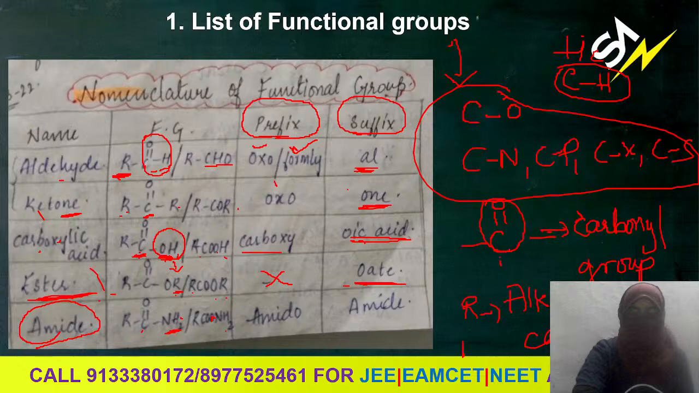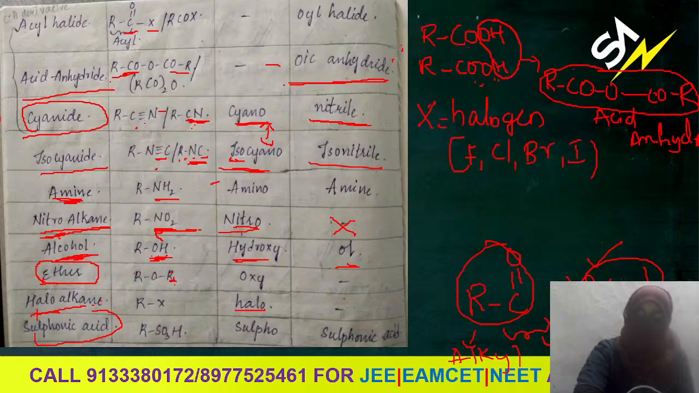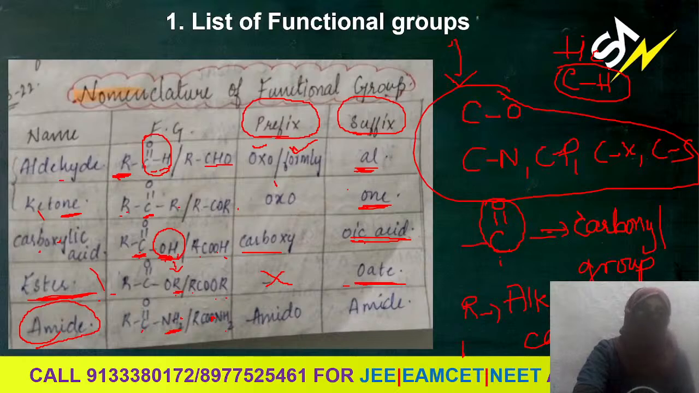So for nomenclature, I already told you that there are 15 functional groups: aldehyde, ketone, carboxylic acid, ester, amide, acyl halide, acid anhydride, cyanide, isocyanide, amine, nitroalkane, alcohol, ether, haloalkane, sulfonic acid. You only need to do one thing: keep a hard copy of this list of functional groups whenever you are writing or practicing.